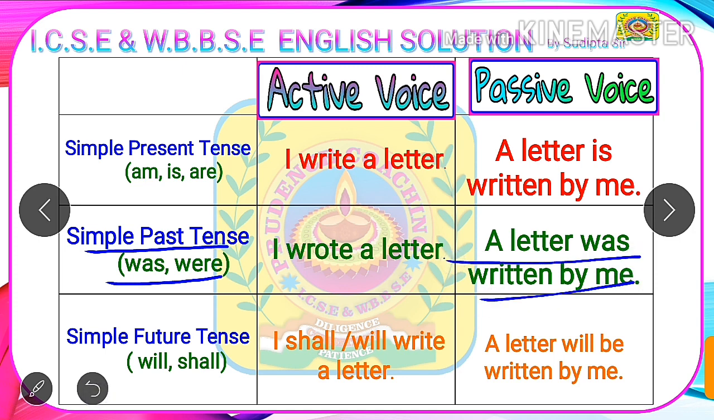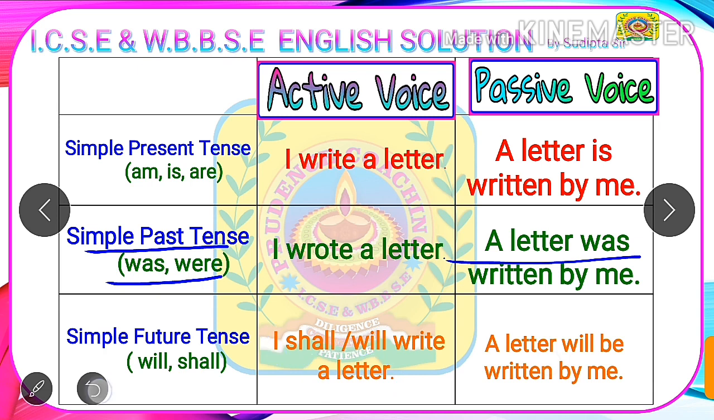If we see the next example, I shall or will write a letter. Students, one thing you must know is that with I we can use shall or will. Both are correct. Now we are going to change this example into passive voice. First we need to swap the subject and object. I becomes me in the object, and a letter, which was the object in active voice, becomes the subject.